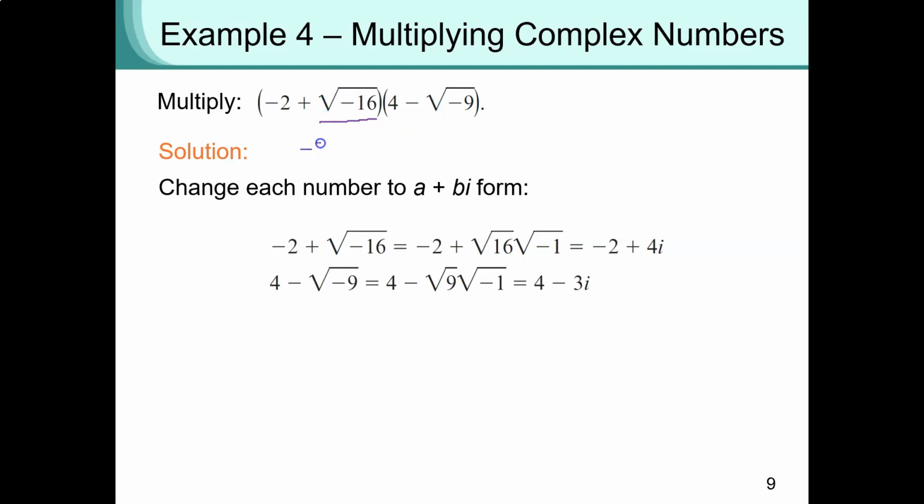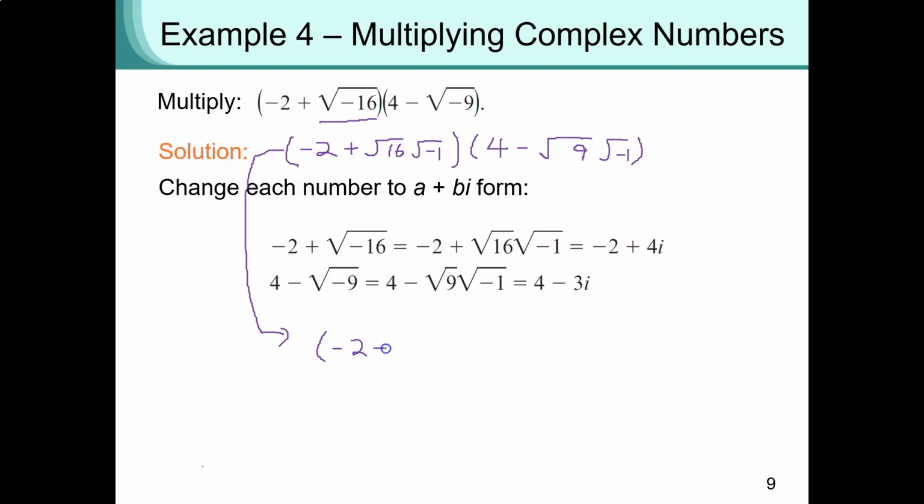Negative 2 stays the same, plus root 16 and the root negative 1, multiplied with the 4 minus square root negative 9. So I'm going to rewrite the root negative 9 into the root 9 multiplied with the root negative 1. Bring it here. Now the negative 2 stays the same. Square root 16 is 4, and the root negative 1 is i. Multiply with the 4 minus 3i.